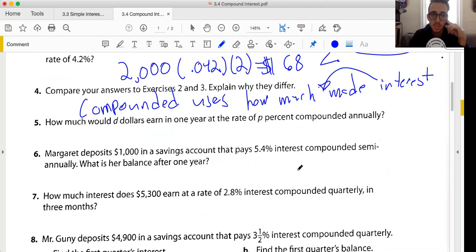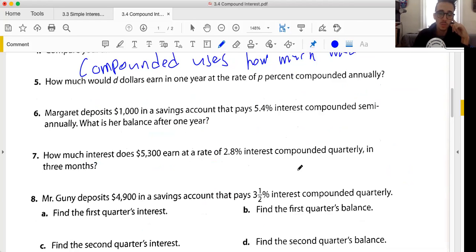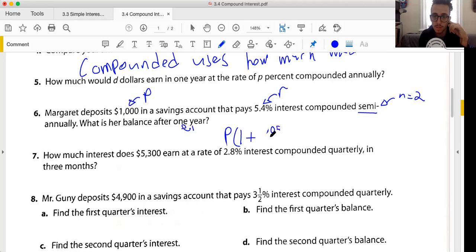Let's skip some of these. Deposits 1,000. I'll do this one. Margaret deposits 1,000. So we have a principal in a savings account that pays 5.4%, which is our rate, compounded semi-annually, which means that this happens twice in the year, balance after 1 year, where this is time. Okay. So we have our principal. We have 1 plus that. Our rate should be 0.054. Number of times this is happening is 2. And this is over the span of 1 year.